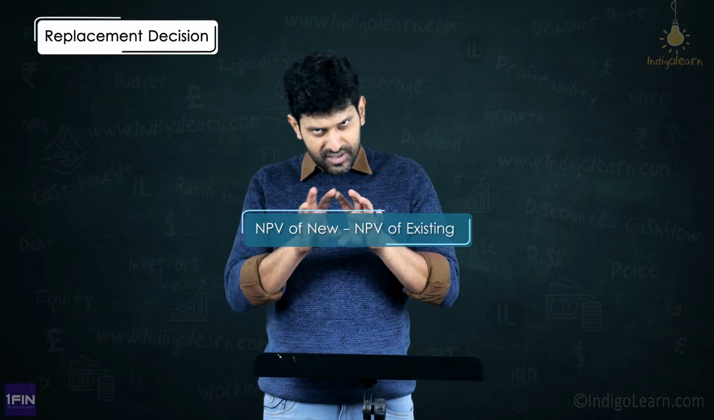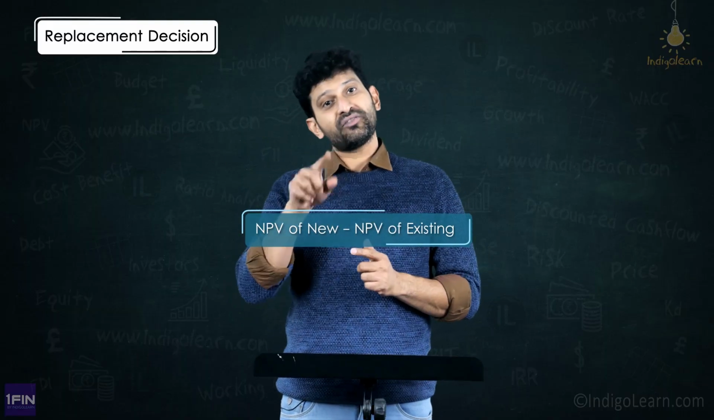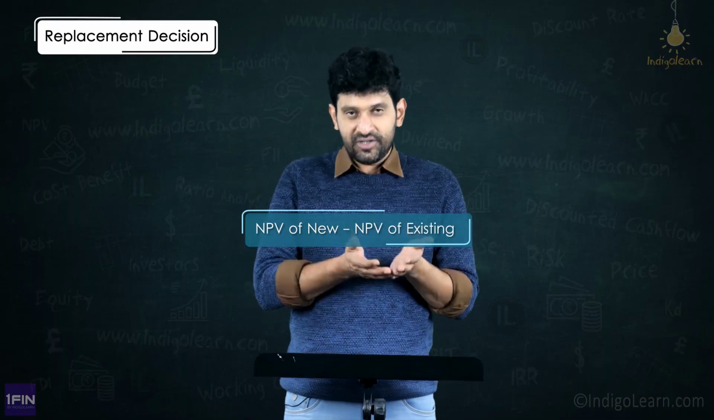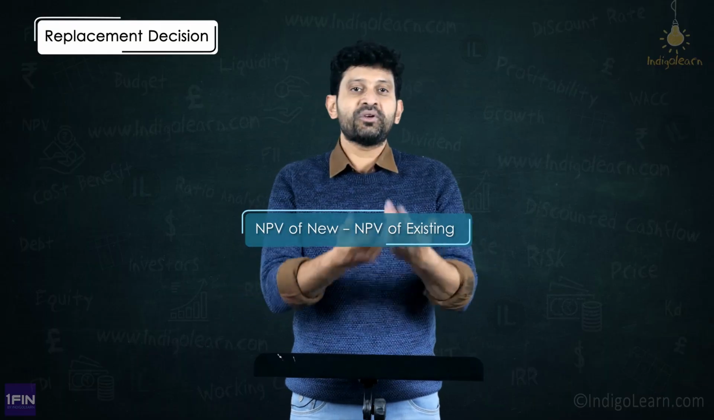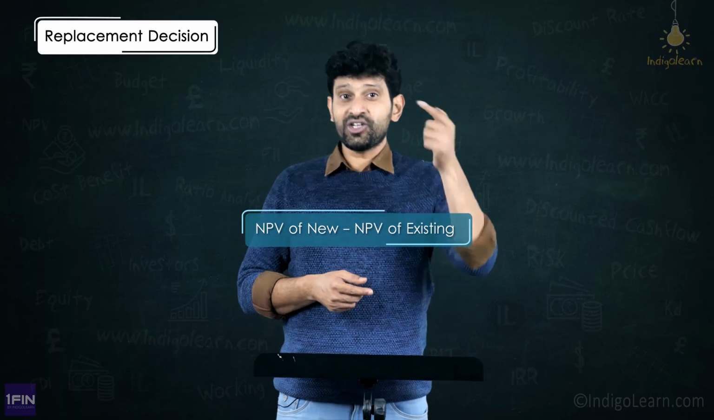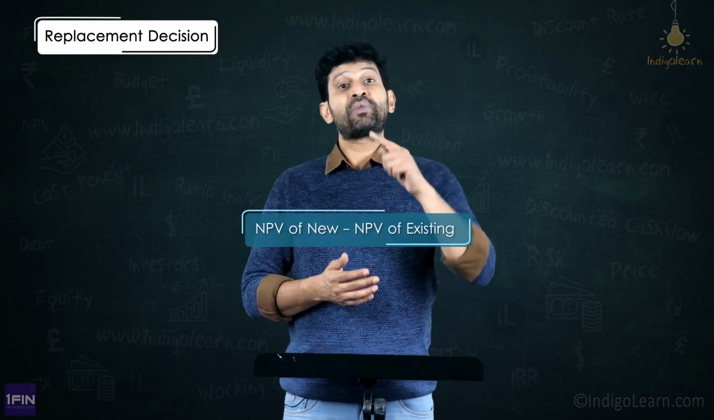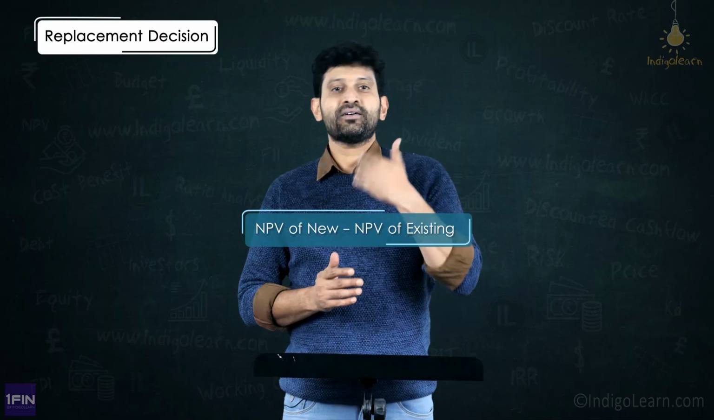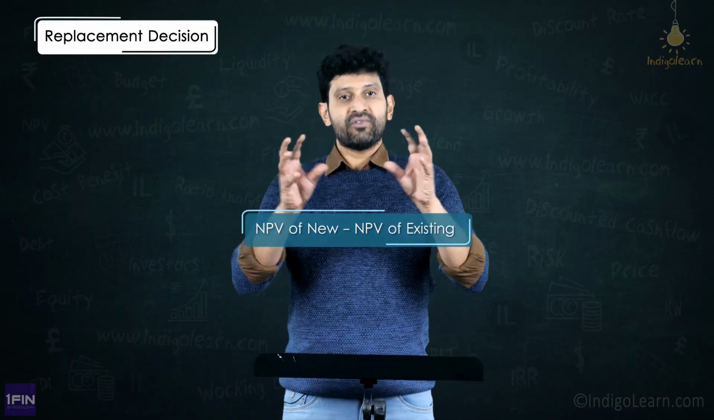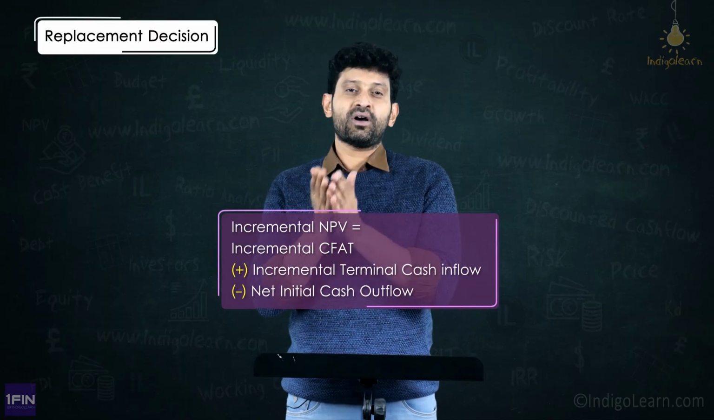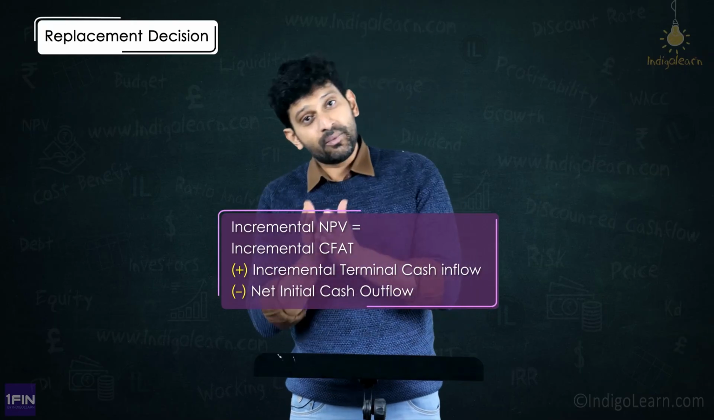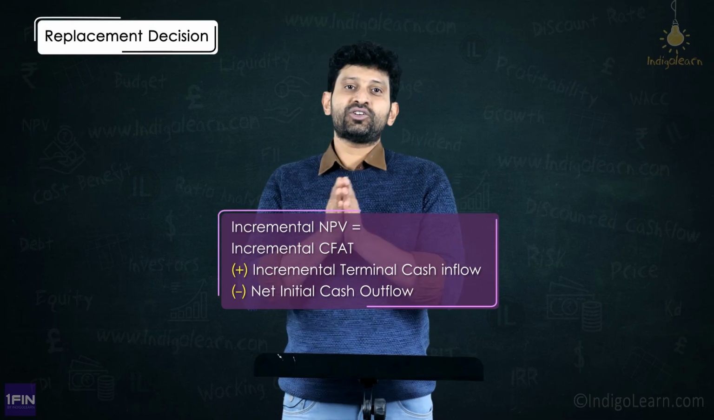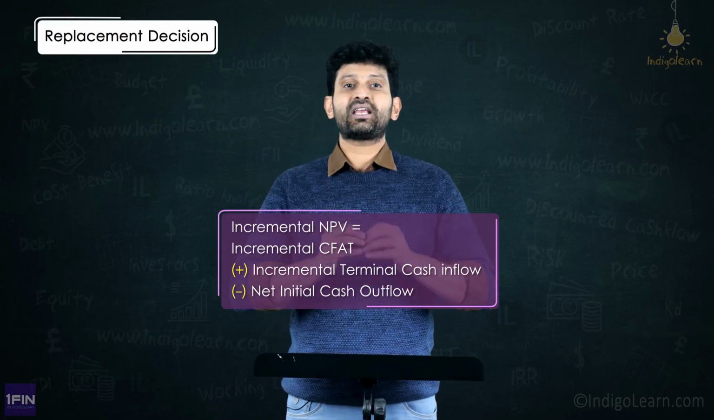Now the steps are the same as for NPV, but instead of initial cash outflow, we will compute net initial cash outflow. That is, when we get the new machine, we will sell off the old machine, and there is a tax implication, so we compute the net initial cash outflow. CFAT is also net incremental CFAT we will compute. Terminal cash inflows also, net incremental terminal cash inflows we will compute. We take all these numbers, the incremental CFAT plus incremental terminal cash inflow minus net initial cash outflow, and we arrive at the incremental NPV.